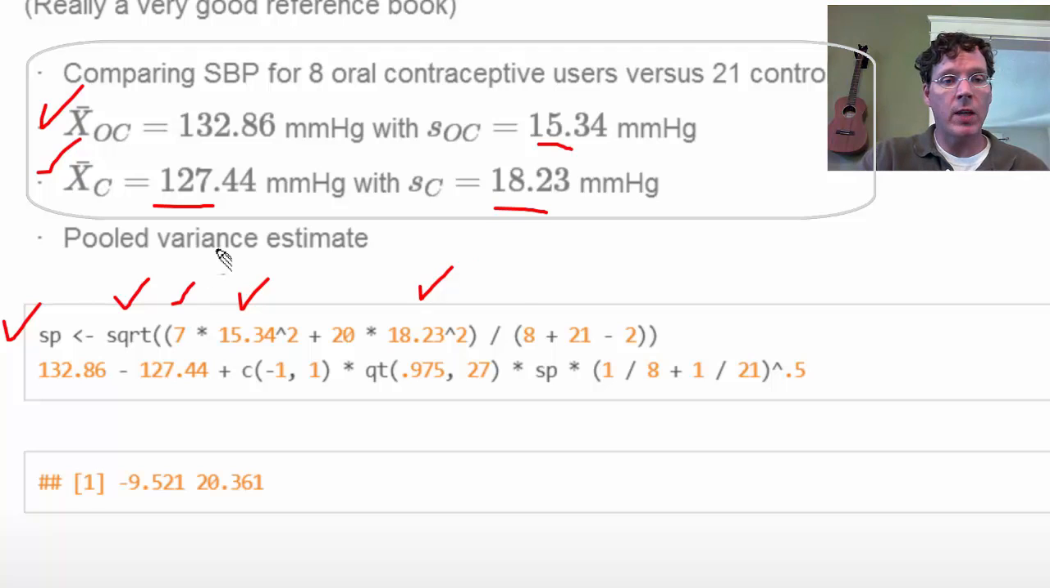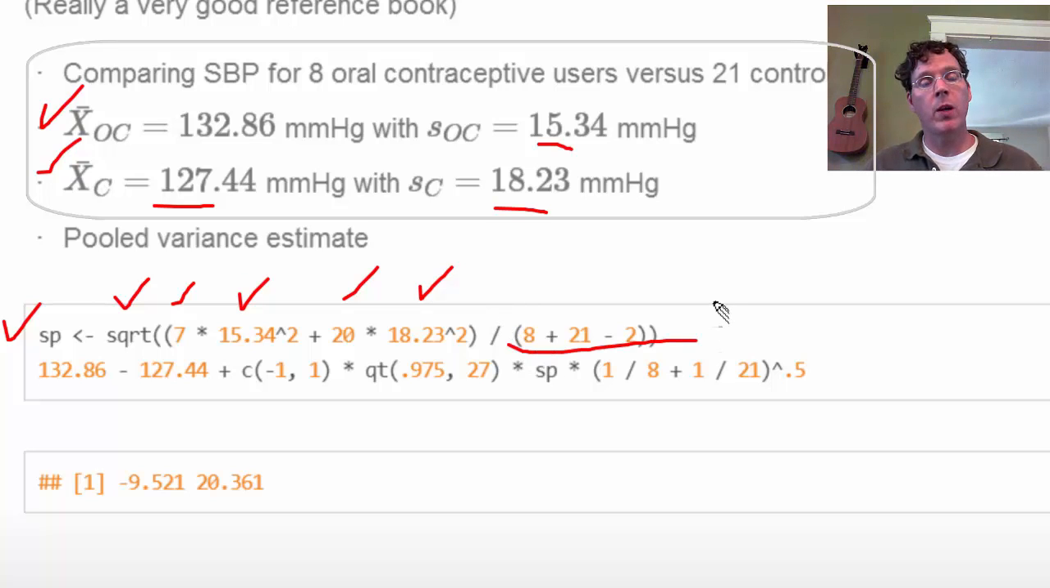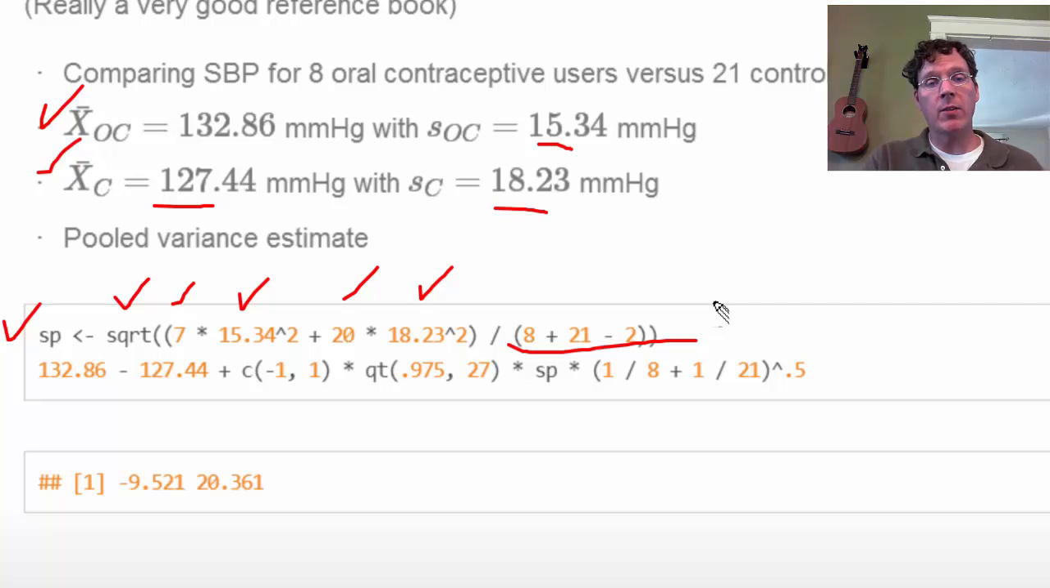So 7, which is 8 minus 1, and 20, which is 21 minus 1, from the two sample sizes minus 1, then divided by the sum of the sample sizes minus 2. That gives us a weighted average of the variances, where the control group with 21 gets more impact than the oral contraceptive users with 8. Then I square root the whole thing because I want the standard deviation.